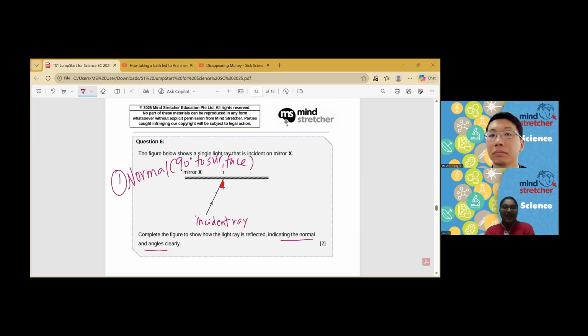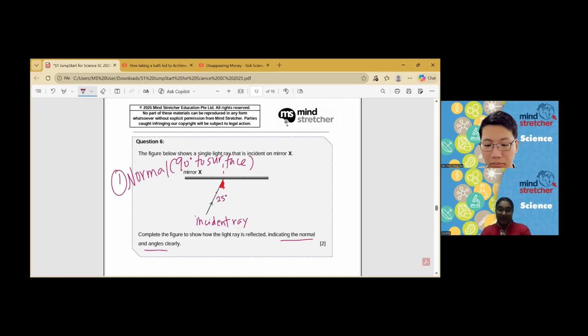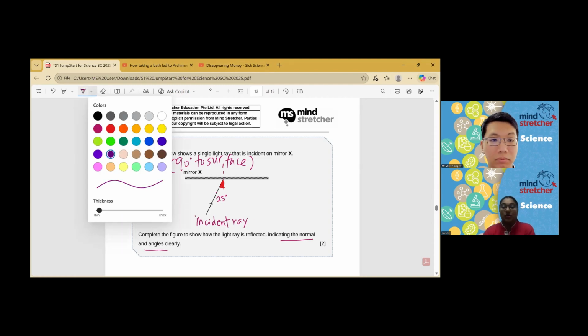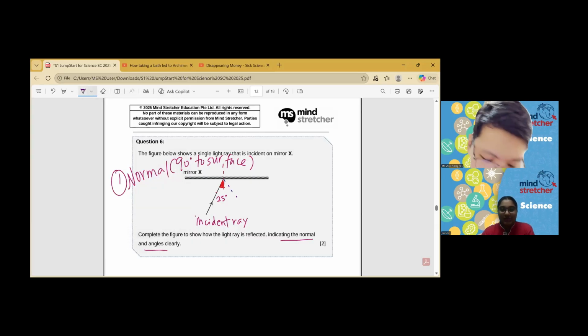40. Okay. 25. Okay, Alicia got it. 25. So what I need you to do is draw the ray that is going to be exiting on the other side, which is your reflected ray. Mine is not 25, but please make sure yours is. So you have to measure. This is just estimation. Measure such that this angle right here, the purple one, has to be 25 as well.